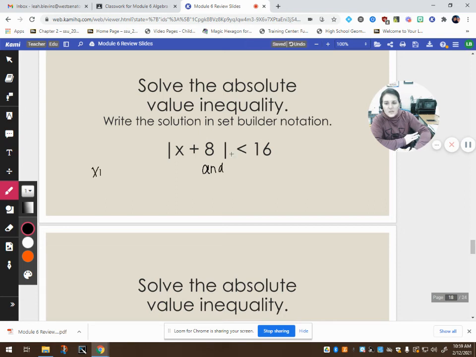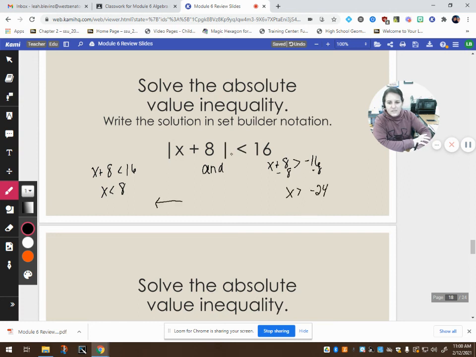So I've got x plus 8 is less than 16, and x plus 8 greater than -16. We changed it from a positive to a negative because this is absolute value, so we have to have our two cases, and I flipped the sign. So if I subtract 8 from both sides, we're looking for x's that are less than 8, and values of x that are greater than -24.